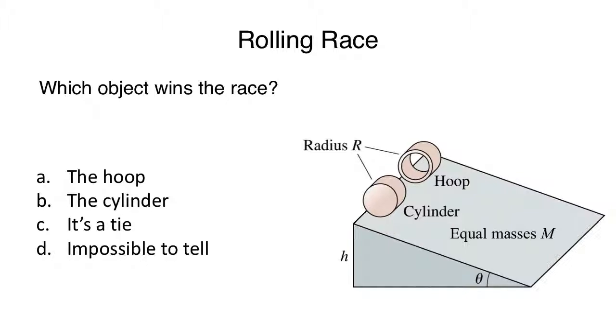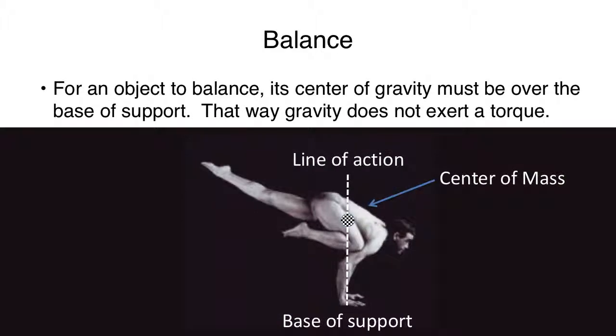And actually, 92% of you, that's probably the best response I've had the entire quarter. 92% of you got it exactly right, that the hoop loses, the cylinder wins. Great. This is what we just said, a smaller moment of inertia.